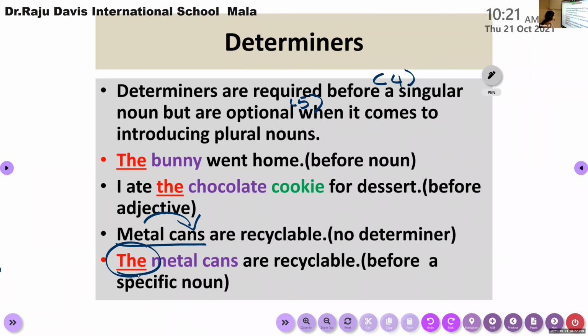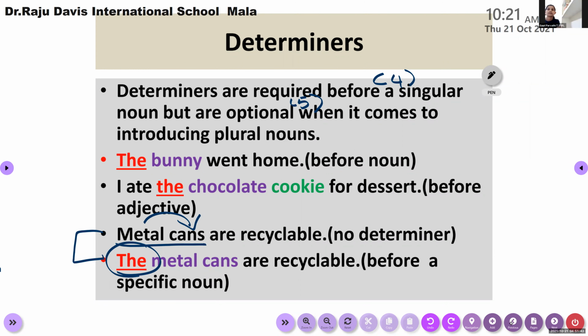Am I clear? Just check. These two examples explain points number 4 and 5. It is not required; it is actually optional before a plural noun. If you want, you can use it. If you don't want, you can just ignore it. Clear?